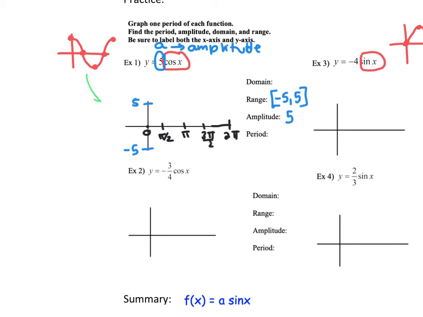We know that this cosine graph should be starting at the highest point, which is 5. It should go to the middle point, down to the lowest point, -5, back to the middle, and back to the highest point. There is my cosine graph. The domain is all real numbers, and the period remains 2 pi. Okay, and we can kind of graph that for some of these different ones as well.